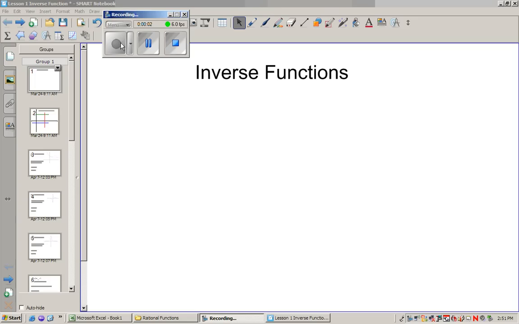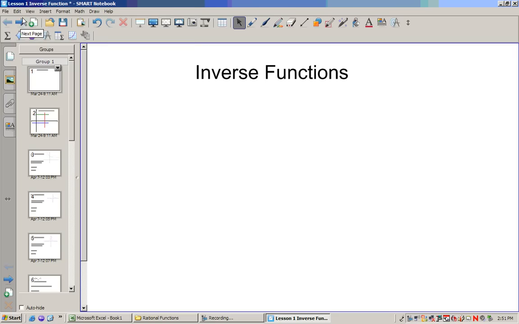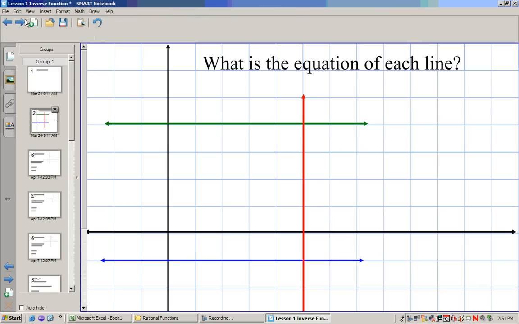Hello, today we're going to be learning about inverse functions and rational functions. Our whole unit is rational functions. Before we do so, we have to learn the equations of each of these lines.